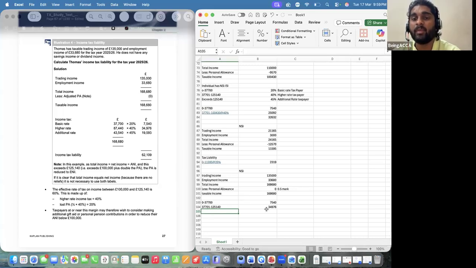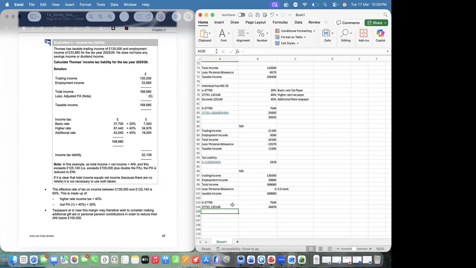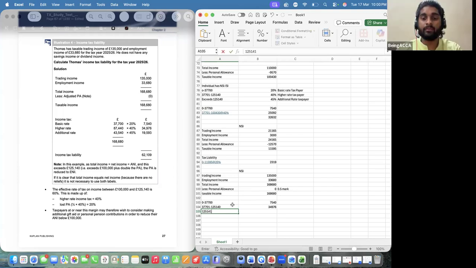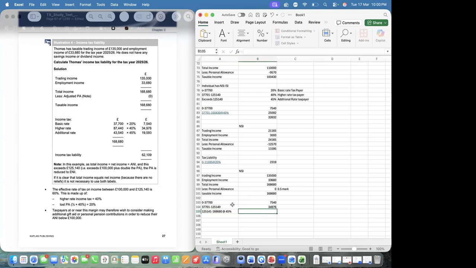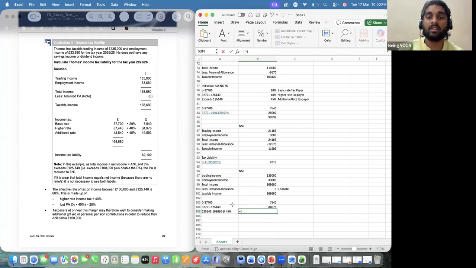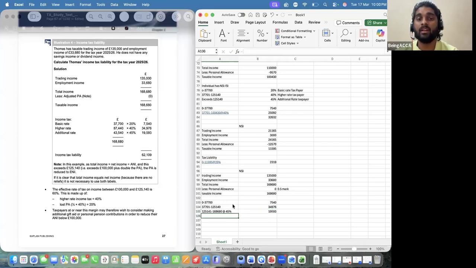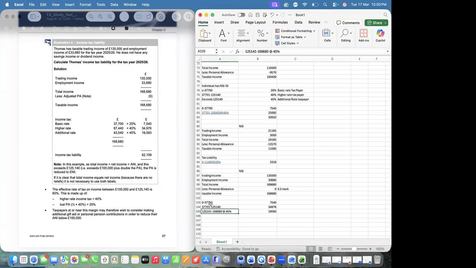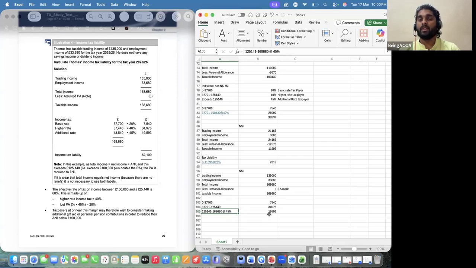Now, how much is over 125,140? It will be taxed at 45%, correct? Yes, sir. So 125,141 to 168,680 should be taxed at how much should it be taxed at? 45%. Absolutely right. So here it should be nothing but 168,680 minus 125,140 into 45%. Clear? Yes, sir. Always remember you show it this way so that it becomes easier for you. However you're calculating, it becomes easier for you to understand.